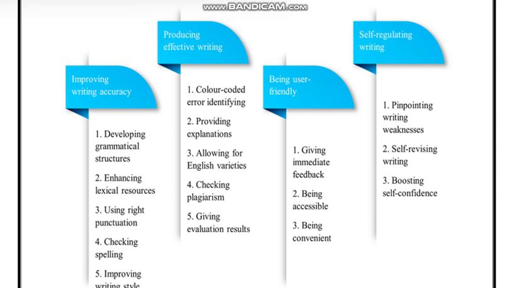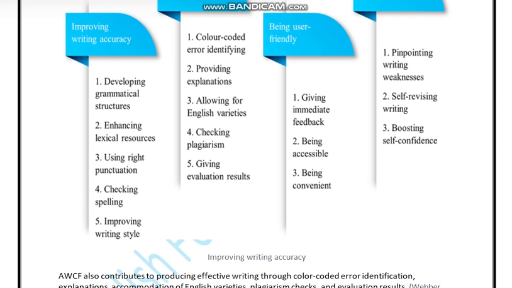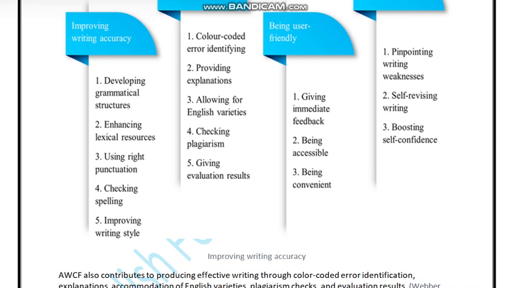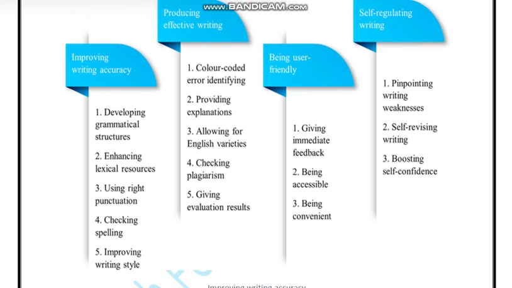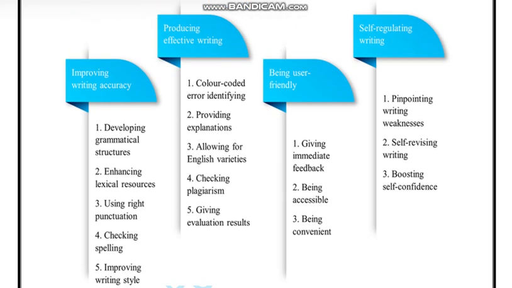So developing grammatical structure, we can create a kind of accuracy in our writing. Enhancing lexical resources. Now, this means that we should use an abundance of parts of speech, using the right punctuation marks like full stop, commas, and all that. And apart from that, we will be checking spelling and improving writing style. Then again, producing effective writing style.